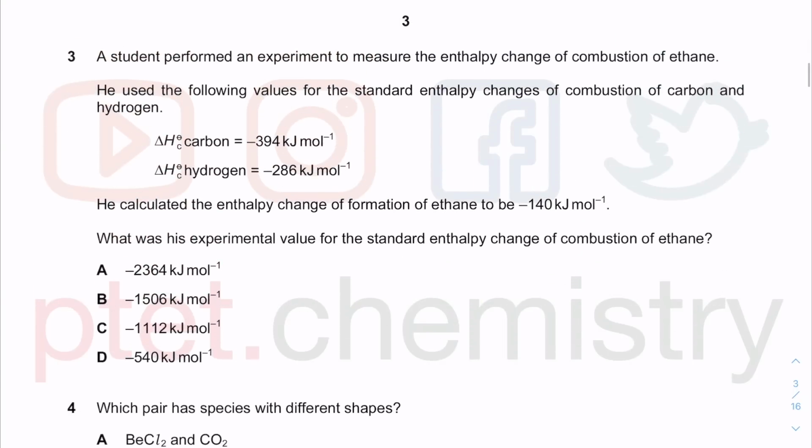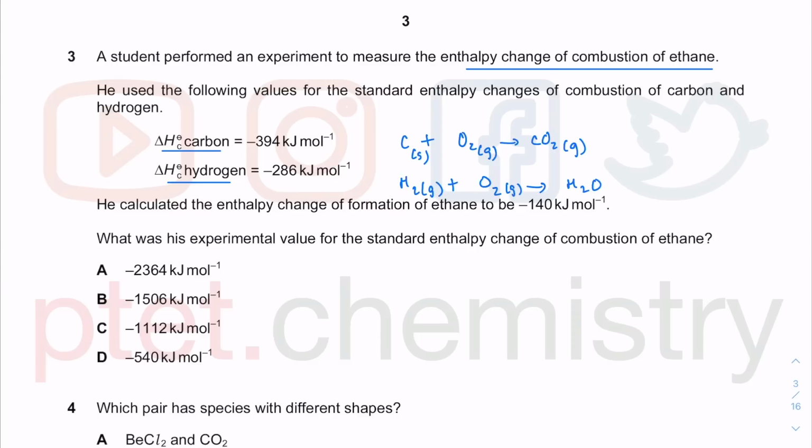Question number 3. We have been asked to measure the enthalpy change of combustion for ethane. So this student used these following values. These are combustion of carbon, and this is combustion of hydrogen. If you write an equation, there's C plus O2 giving you CO2. State symbols are very important in this topic. So we have to balance the equation as well as use the correct state symbols. We have to burn only 1 mole of the substance in excess oxygen, with everything in their standard state under standard conditions, so this must be half O2 like that.